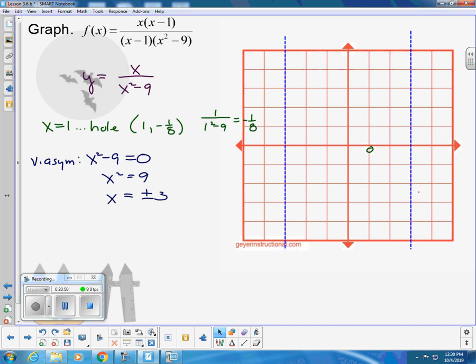Vertical asymptotes, we got... What's the horizontal asymptote? Look at the reduced function. What do we got? Zero.